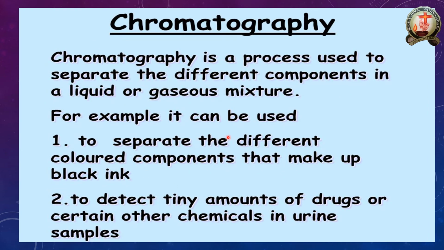Then chromatography. This is a very important topic. Chromatography is useful for the identification of colored substances and the speed of their movement. Chromatography is a process used to separate different components in a liquid or gaseous mixture. For example, to separate the different colored compounds that make up black ink. It can detect a tiny amount of drugs or other chemicals in a urine sample. So you can understand this is also useful for medical purposes, the DMLT purpose.